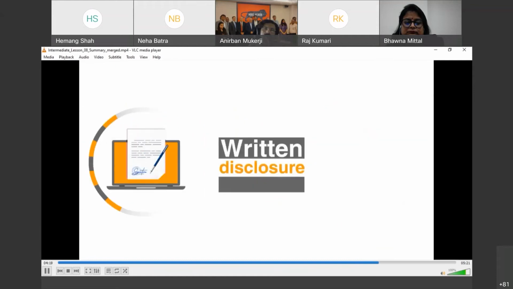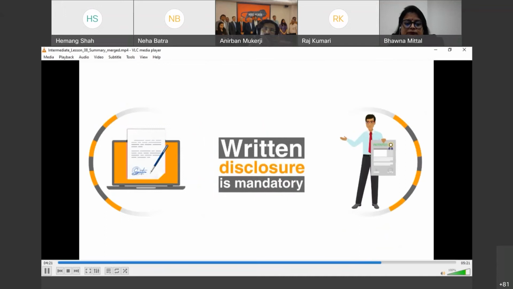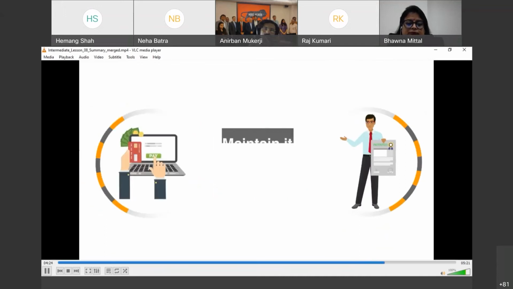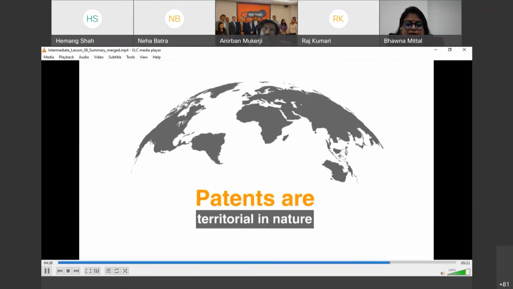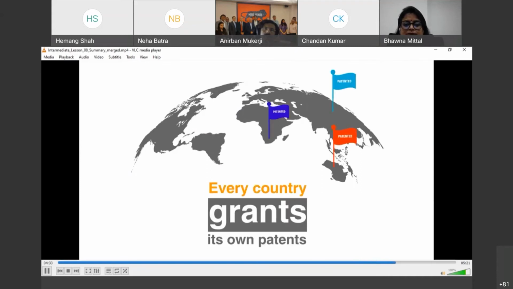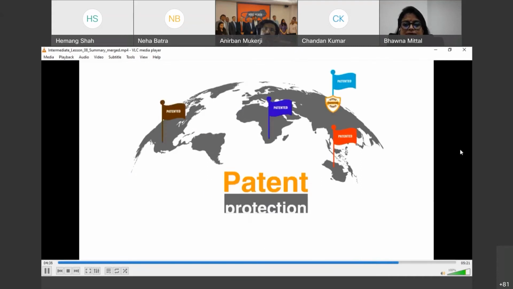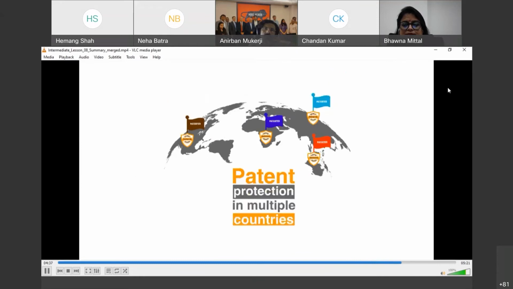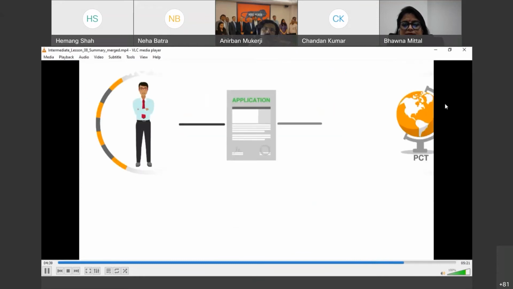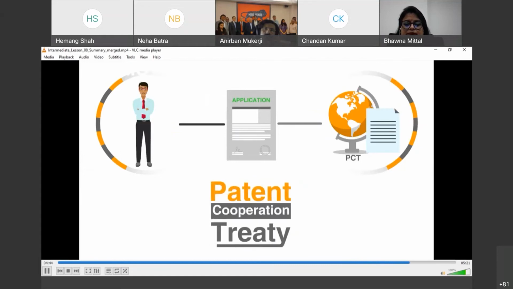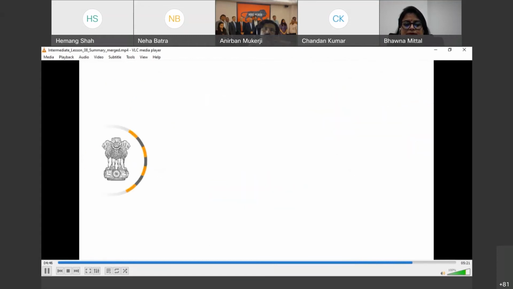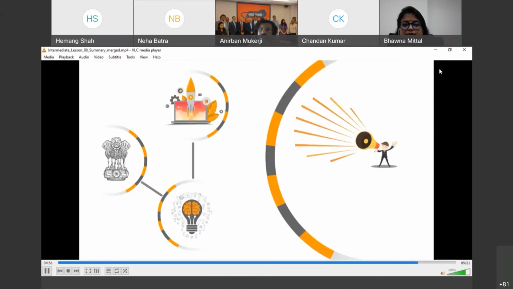Written disclosure is mandatory to get a patent. Once you get a patent, you also need to maintain it by paying a yearly renewal fee. Remember that patents are territorial in nature. This means that every country grants its own patents. For patent protection in multiple countries, you can file an application under the International Filing System, which is the Patent Cooperation Treaty, PCT.